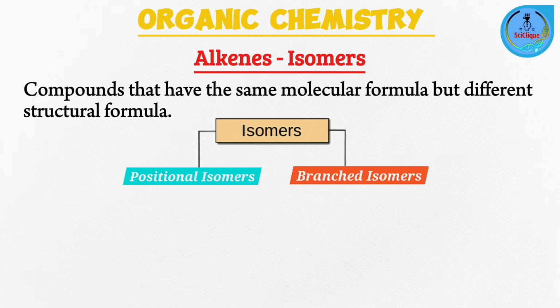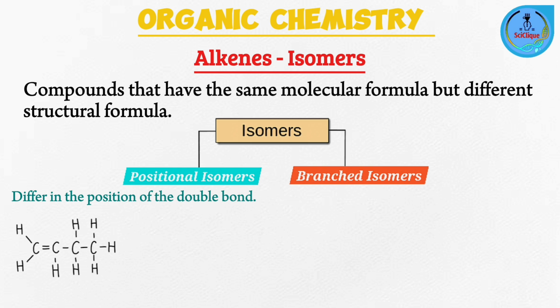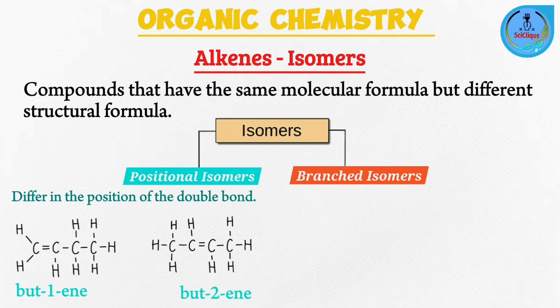Now, let's start with the positional isomers. These are isomers that have different positions of the double bond. The double bond is located on different carbon atoms. Maybe in one it's located on the second and in the other on the third. Let's do examples. Over here, we have the structure of but-1-ene. If you look at it, where is the double bond? It's on the first carbon atom. Now, let's look at this other structure, but-2-ene. Where do we have the double bond? It's on the second carbon atom. So, first carbon atom, second carbon atom.